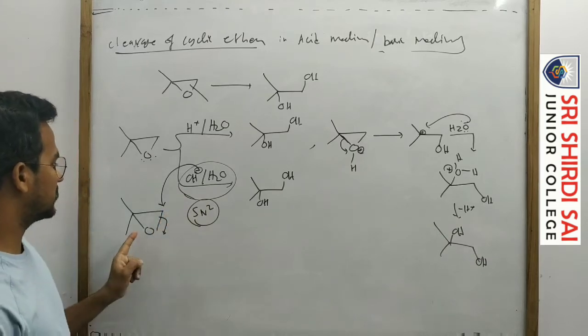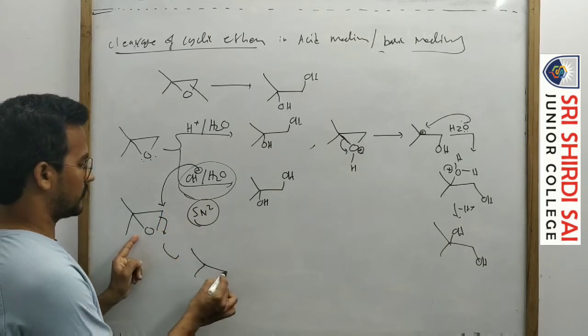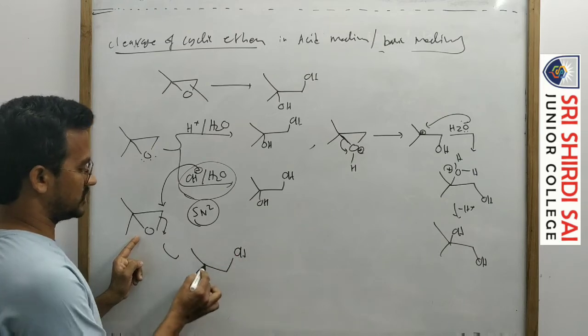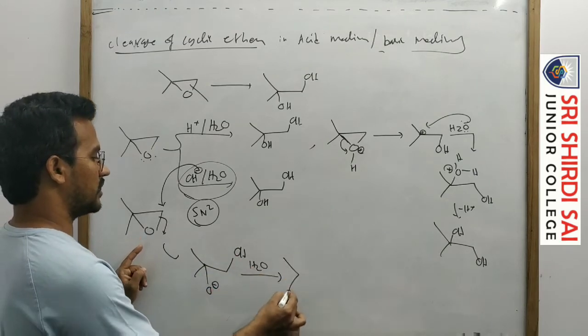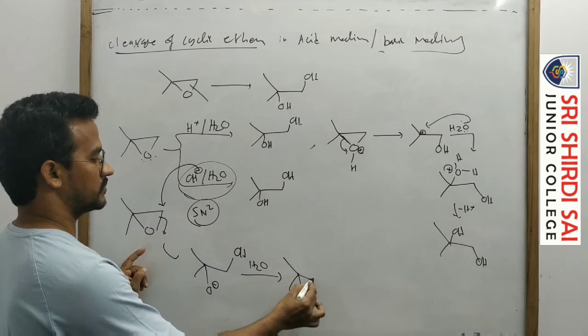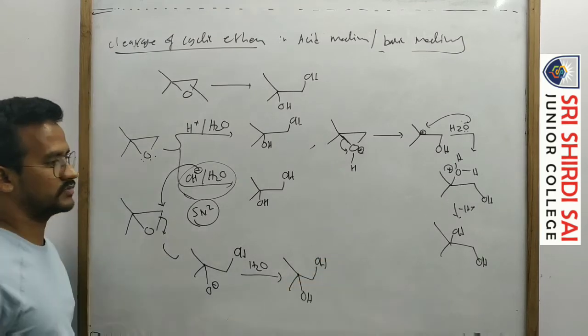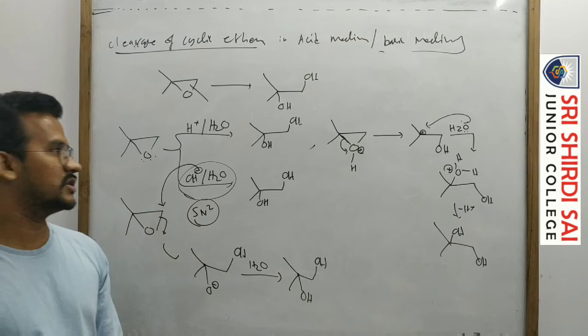Okay, so as a result, here it is converted to OH and this one O minus. Now, from water, it can be protonated. So diol is the product. In both cases, diol is the product.